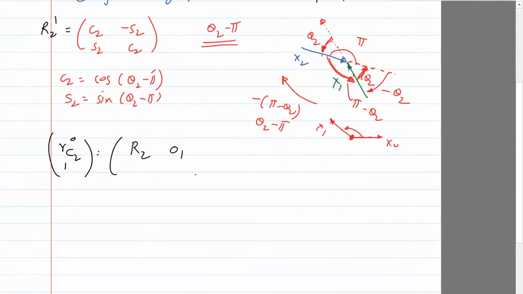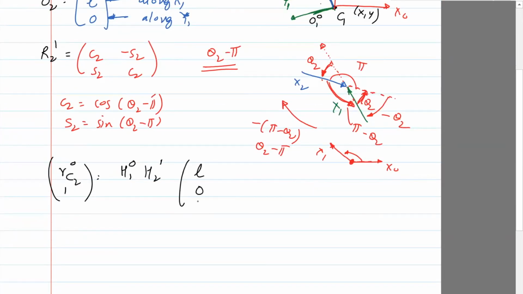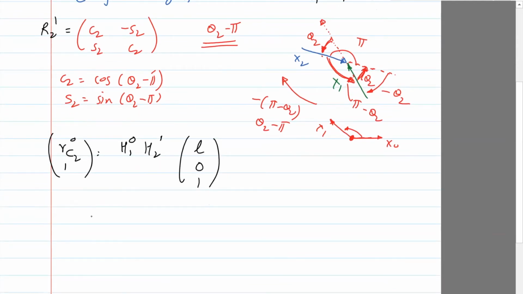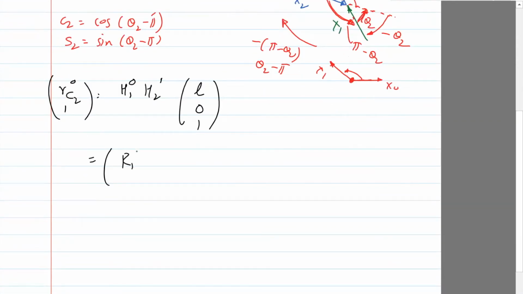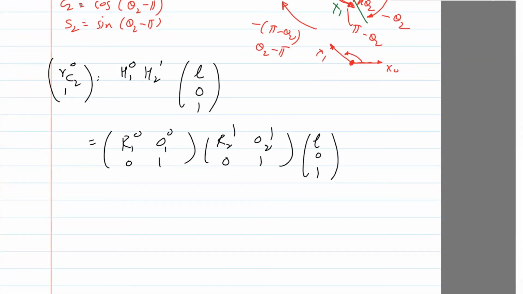Okay, so the same thing should go here, which is if I want to find this, it's going to be H10, H21, and then the distance of C2 in frame 2 is L01. So I would have R10, O10, R21, O21, 01, and then L01. Anyway, so this is something which MATLAB will do for you. Something which I'll put in MATLAB.